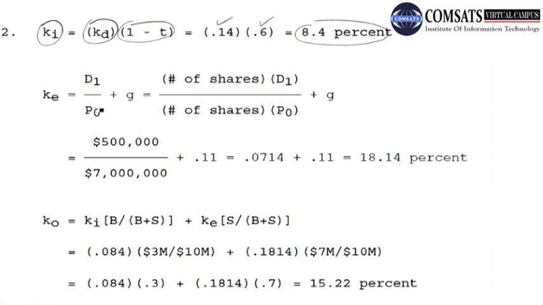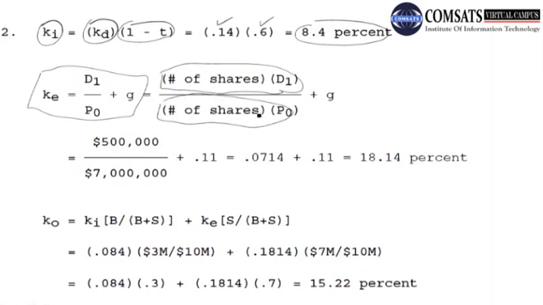Then we determine the cost of common stock. I'm sorry, I will continue again. We calculate the return on common stock, and we know the formula for this purpose: KE is equal to D1, the dividend, divided by P naught, plus G. You must be aware that the dividend is equal to the number of shares into D1, the rate of the dividend, divided by the number of shares into the price of one share, plus G. Here we are given the value of the dividend, that is 500,000, and the worth of the stock is $7 million, plus 11% is the growth rate. So we solve for it.